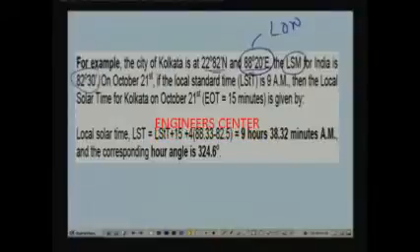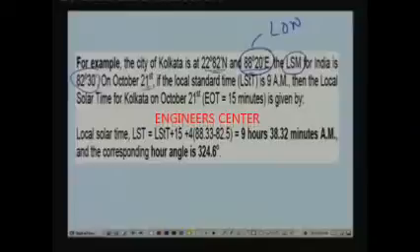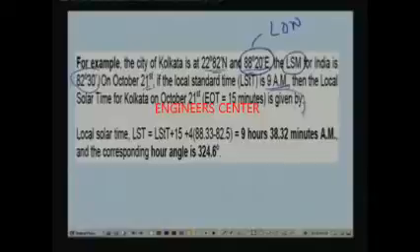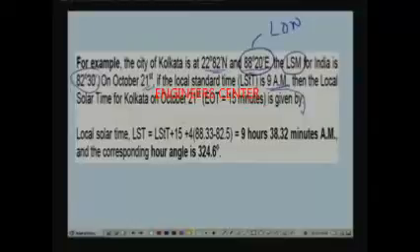So, this is the data, and we would like to find out, on October 21st, if the local standard time is 9 am, then what is the local solar time for Kolkata? For this particular day, October 21st, from the empirical equation for EOT or from the table for EOT, you will find that the equation of time is 15 minutes.